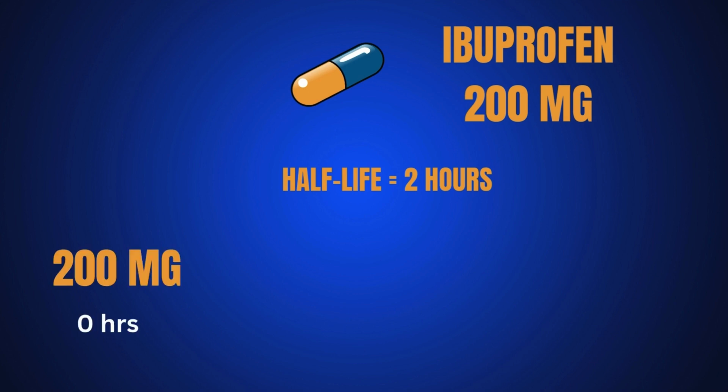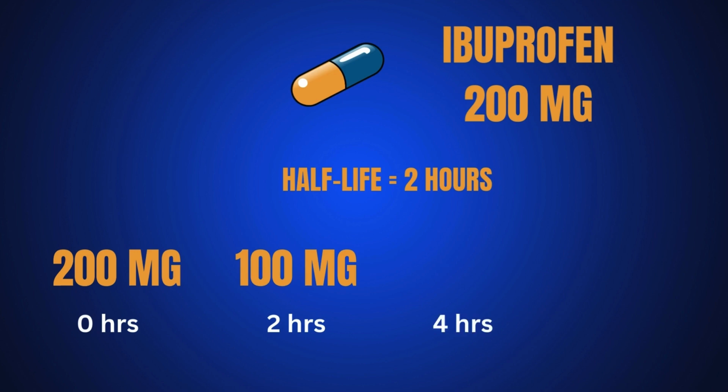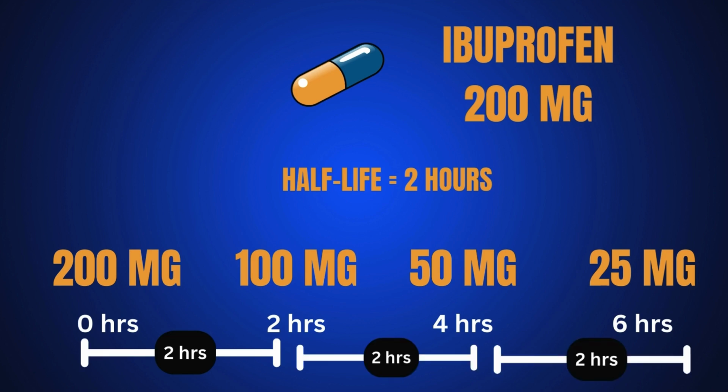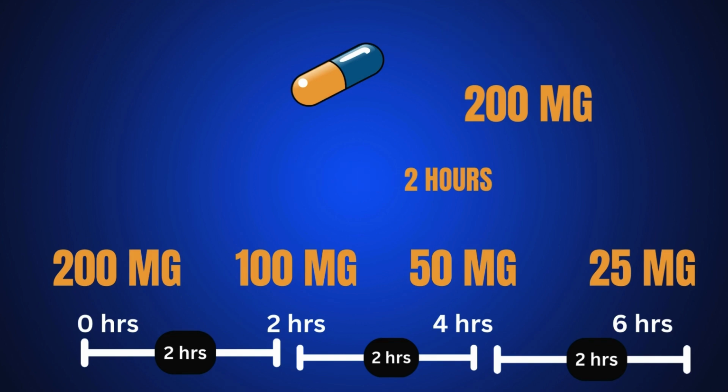So, you took the drug, and after 2 hours, the doctors took the blood sample and measured the drug concentration. They get 100 milligrams, the concentration of drug reduced to half. Later, after 2 hours, they took the sample and measured the drug concentration in blood. They get 50 milligrams, again reduced to half. They repeated the same after 2 hours. They get 25 milligrams, same, it reduced to half. If you observe this pattern, for every 2 hours, the concentration reduced to half. So, the half-life is 2 hours.